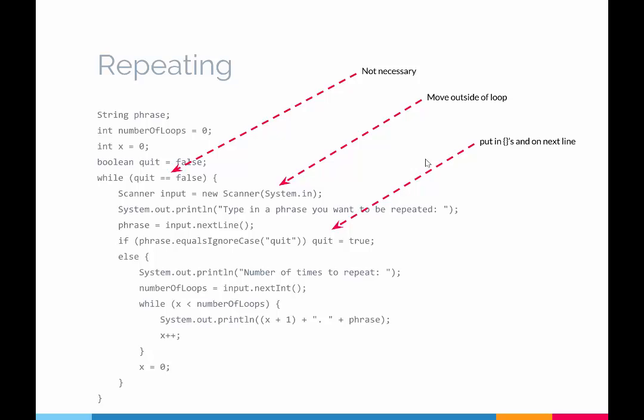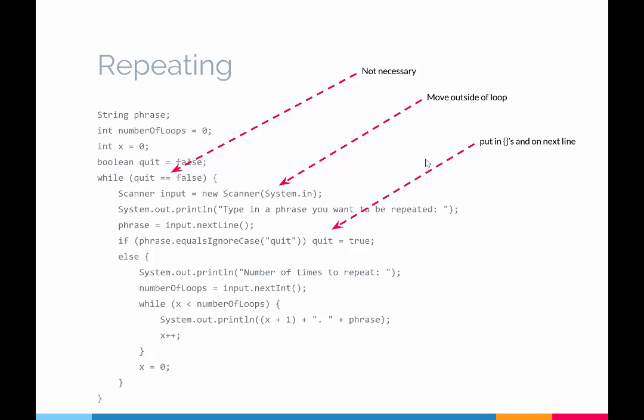Repeating. I took someone's solution for this. This is the one where it says, give me a phrase and then a number of times to repeat, then I'll repeat it. So this is my commentary on this particular solution. So this here, we don't need this quit equal to false. We can just say quit, because quit's a boolean. So we don't need this at all. This is redundant.